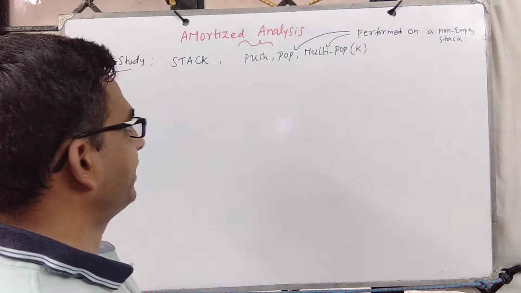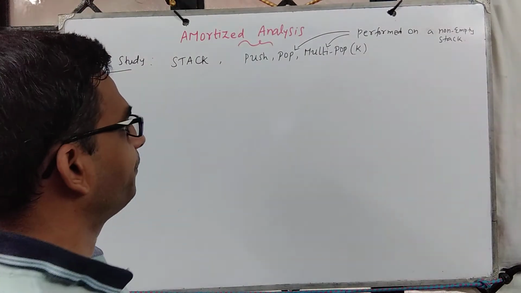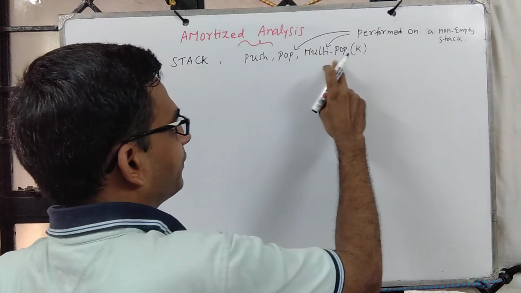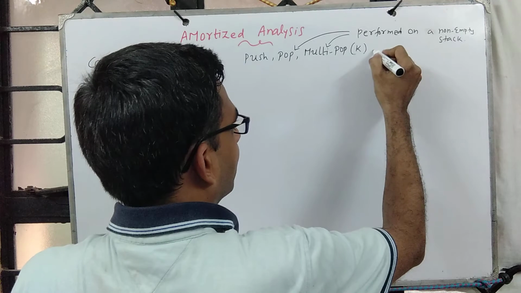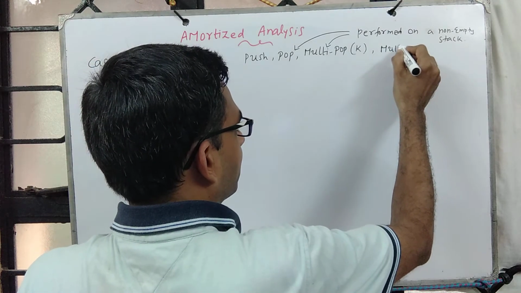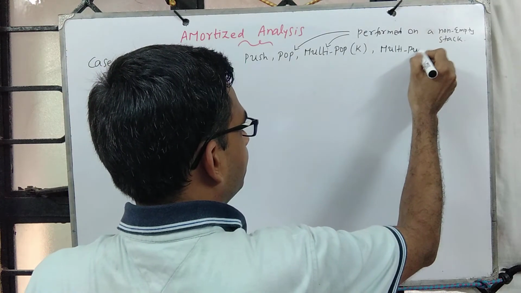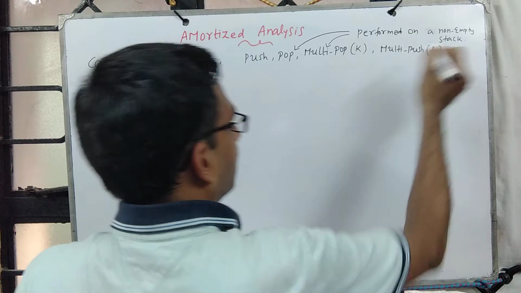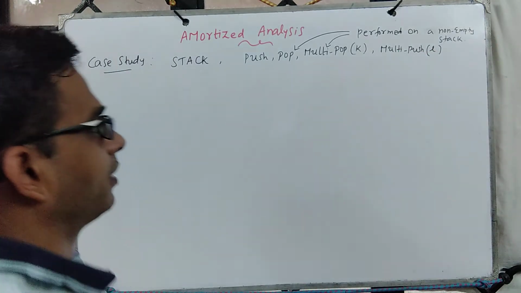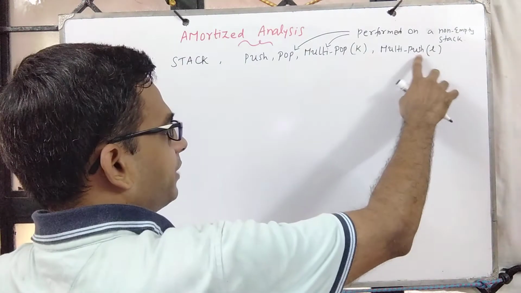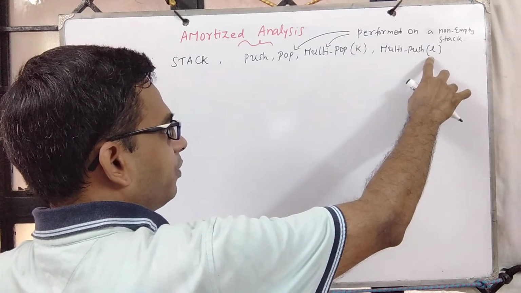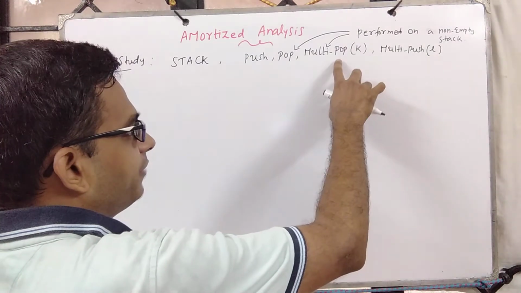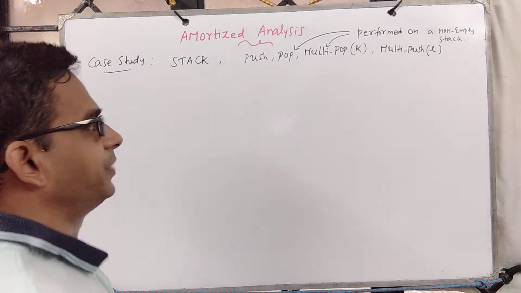So our next case study is a stack with supporting operations push, pop, multi-pop, and there is one more operation called multi-push. So let me say I wish to perform multi-push of L, which means in one go we push L elements. And with multi-pop, in one go we take out K elements.